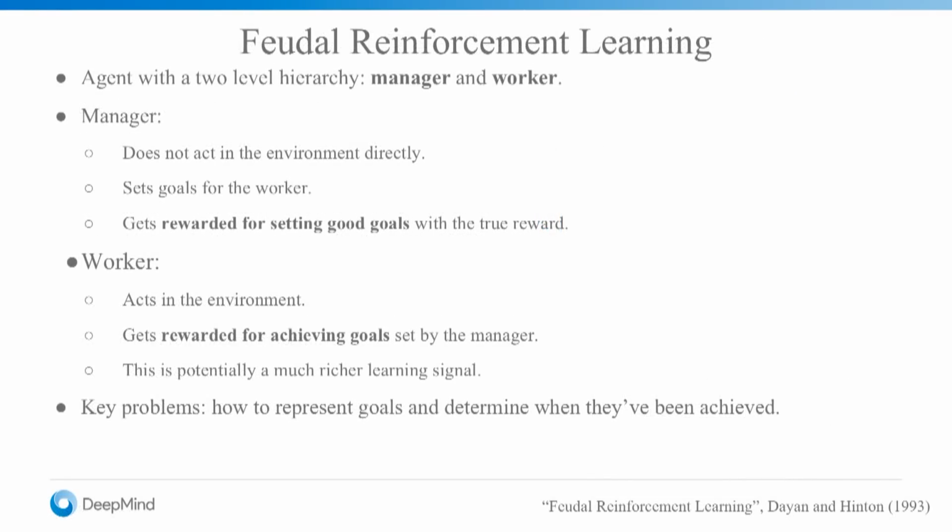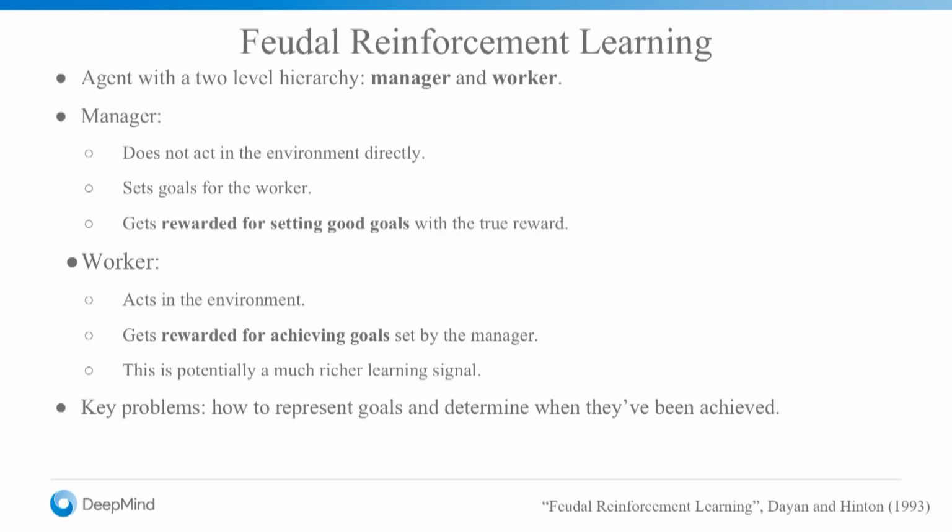So how do you actually do this in practice? One of the more exciting pieces of work in HRL is this Feudal reinforcement learning idea, the basic idea being from Dayan and Hinton from 1993. The idea is to decompose an agent into two levels: a manager and a worker. The manager does not act in the environment directly. All the manager does is set goals for the worker. But the manager gets the true reward from the environment for setting good goals. The worker is who actually acts in the environment, but the worker gets rewarded only for achieving the goals set by the manager. The worker doesn't see the true goals or the true rewards from the environment.